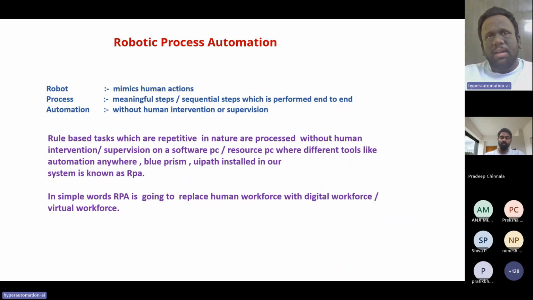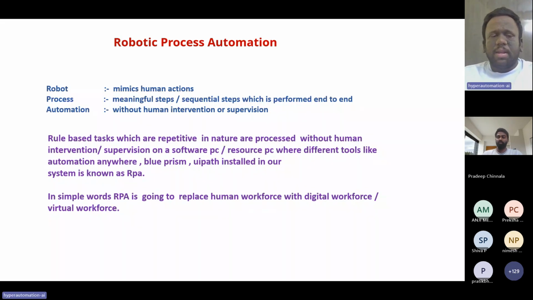It is purely defined in terms of the domain. So let's say it can be defined in terms of healthcare, or in insurance or banking. You will have lots of processes. And we'll just take a small example and understand those things too, right?